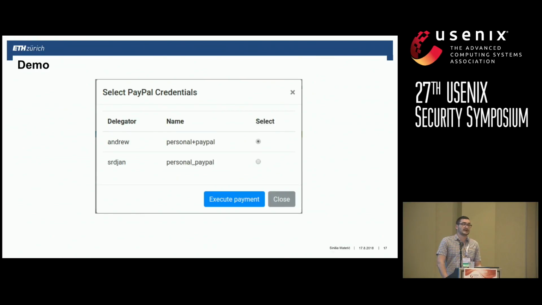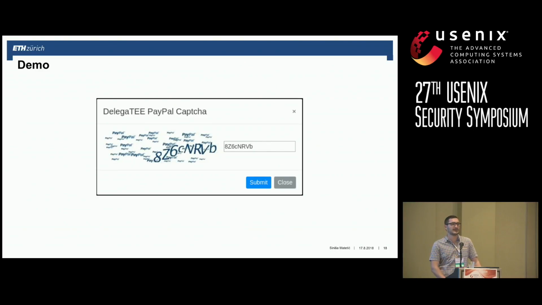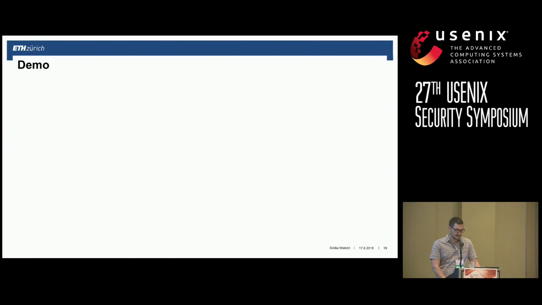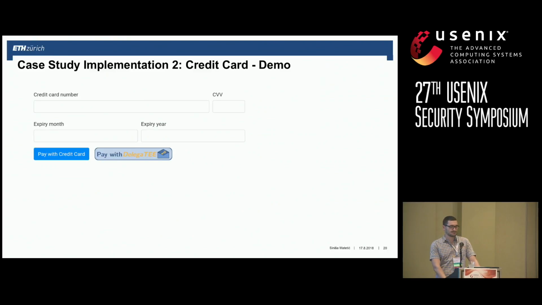and you get a pop-up. The pop-up from the extension gives you the ability to choose, if you have any delegated credentials, which you want to use to pay. In this case, we choose Andrew's PayPal. We press Execute Payment. PayPal doesn't rely only on that, but has another security mechanism, a CAPTCHA. The system intercepts the CAPTCHA and presents it through a pop-up in the browser extension to DelegateTEE. DelegateTEE can fill in the CAPTCHA and submit the payment. In the end, the payment went through and an item was purchased.